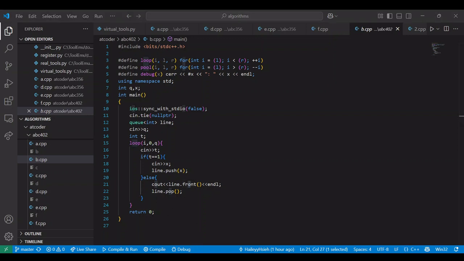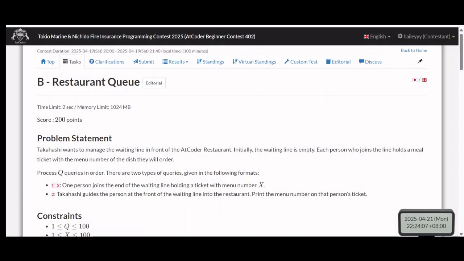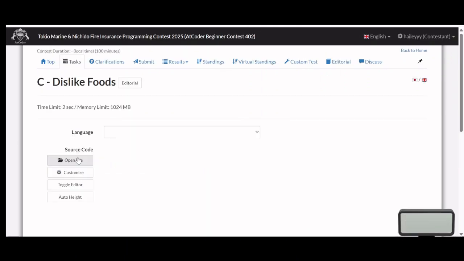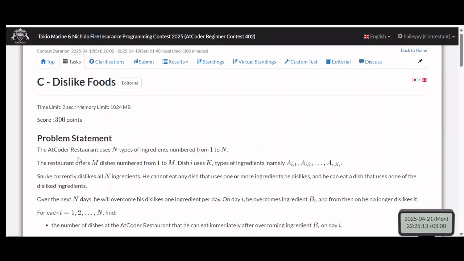And next, we can look at problem C. For problem C, there are n types of ingredients numbered from 1 to n, and the restaurant offers dishes numbered from 1 to n, and each dish i uses k_i types of ingredients, which are a_i1 to a_ik_i. Snuke currently dislikes all n ingredients, and he cannot eat any dish that uses one or more ingredients he dislikes.